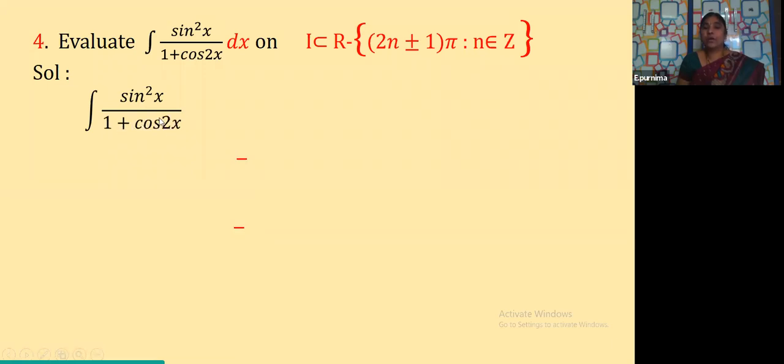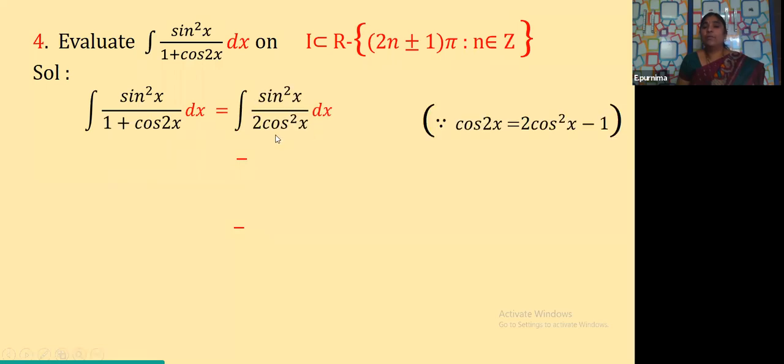2 cos square x, no? It is equal to the integral of sine square x by 2 cos square x dx, because the value of cos 2x is how much? 2 cos square x minus 1. Yes. So now here 1 by 2 is a constant which comes outside. What is left here is sine square x by cos square x, which is nothing but tan square x.